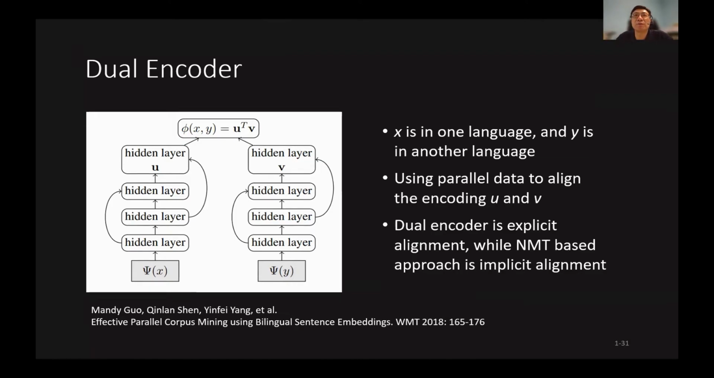Then there is a scoring function phi(x, y) to evaluate the similarity of x and y. For example, in Guo et al.'s paper, the authors applied the dot product of U and V as the scoring function. So in order to train a cross-lingual embedding, we can leverage the parallel data as the training data. If y is the translation for x, then the score of phi(x, y) is high. Otherwise, the score is low. In this way, the embeddings of different languages are aligned to the same space. Again, there are several follow-up works based on the dual encoder idea, and we will present more details in the later part.